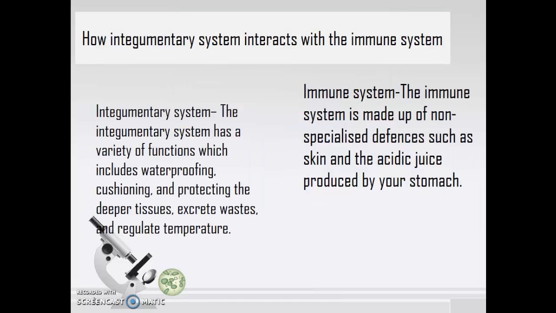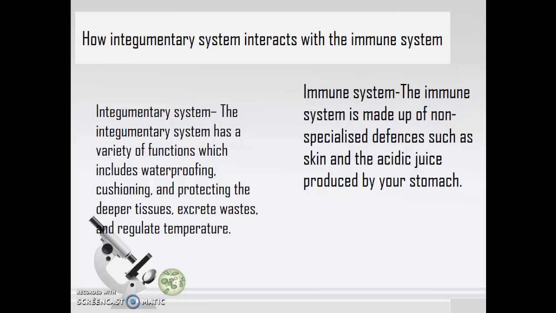Now, what is the function of the integumentary system? The skin is the largest organ of the body. It covers your entire body, and it's part of the integumentary system. It has a variety of functions, which include waterproofing and cushioning. Cushioning means that in between the skin and tissues you find a layer of fat which protects them, and it protects the deeper tissues. If skin would not have been there, then deeper tissues would not have been protected, right?